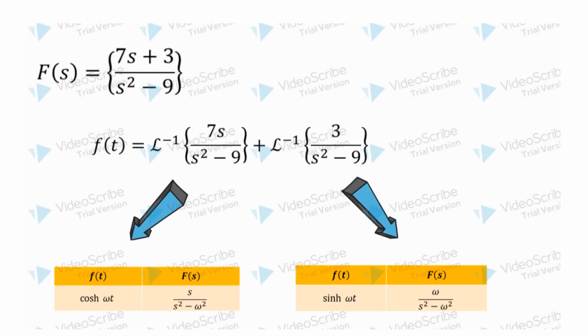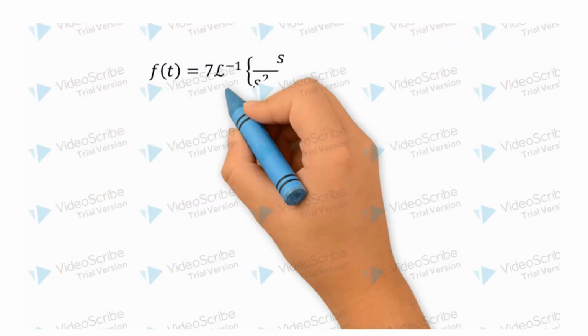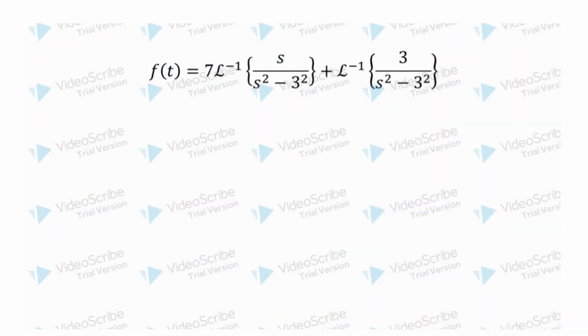So what's next? Factorize this function so that we get 7 times the inverse Laplace of s over s squared plus 3 squared, where 9 is 3 squared. The other one becomes the inverse Laplace transform of 3 over s squared plus 3 squared, also where 9 is equal to 3 squared.